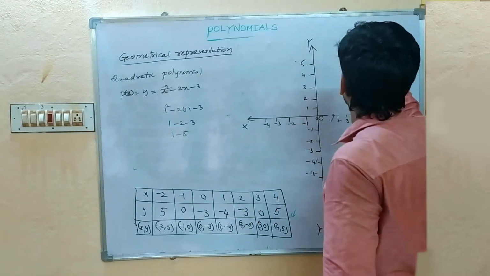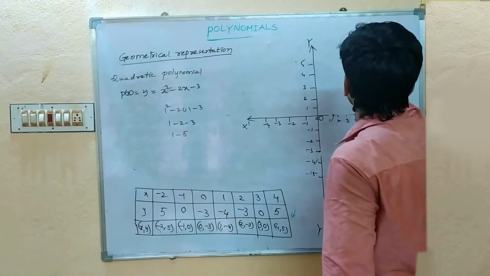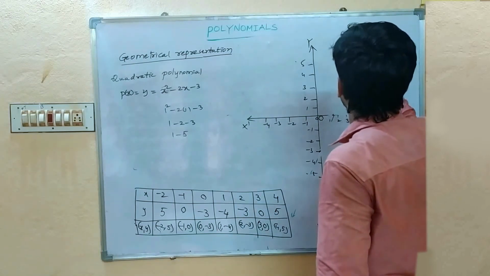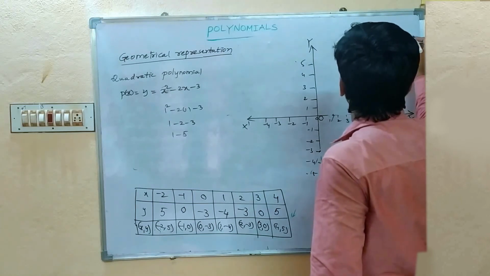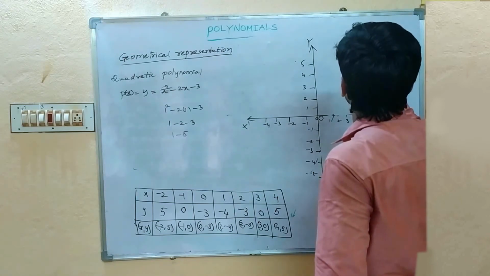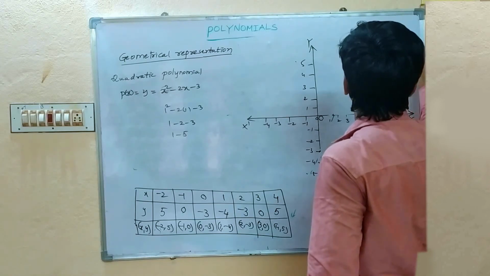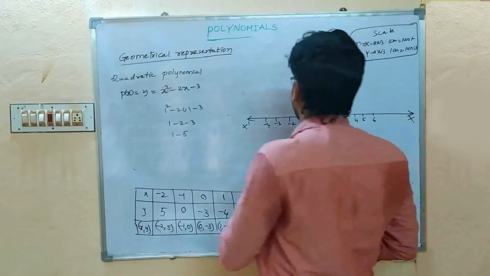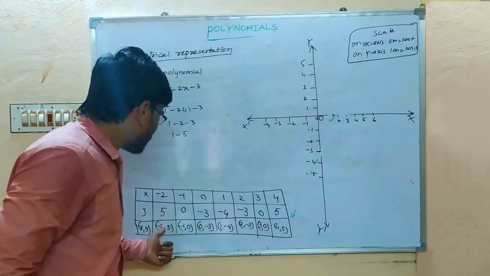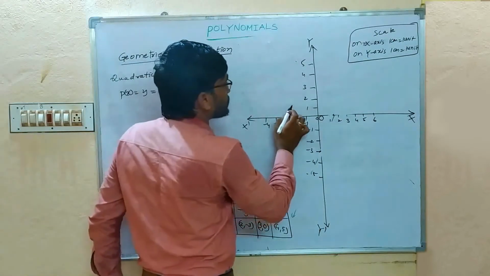First point is minus 2 on the x-axis, 5 on the y-axis. So here I have taken the scale: on the x-axis 1 centimeter equal to 1 unit, and on the y-axis 1 centimeter equal to 1 unit. This is the scale I have taken for drawing this graph. So the first point is minus 2 comma 5.